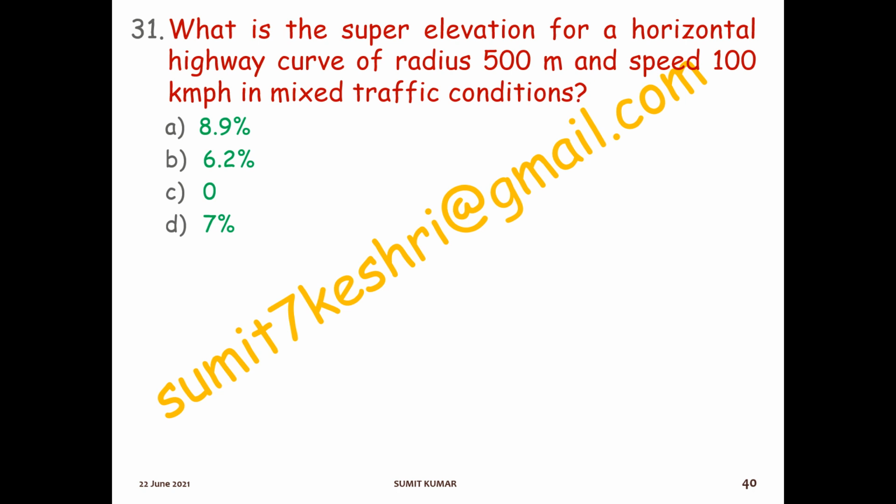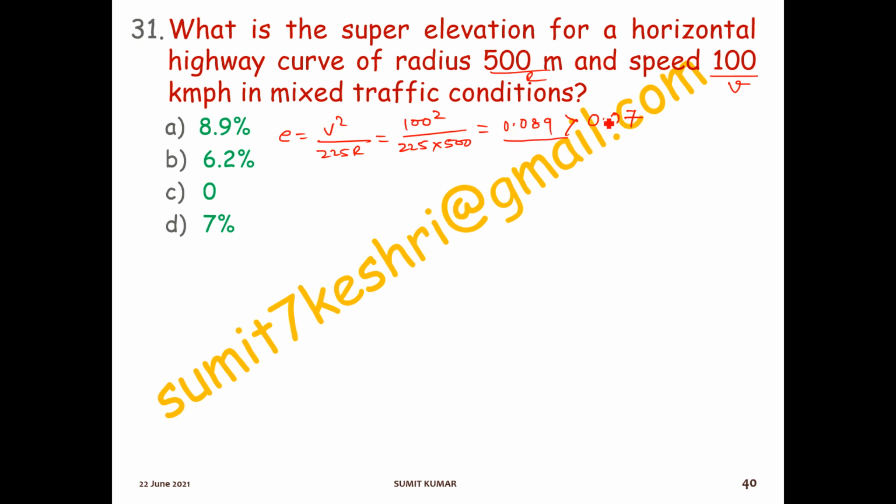Now read it. What is the super elevation for a horizontal highway curve of radius 500 meter and 100 km per hour speed? To design the super elevation, we know the very basic formula, that is e equal to V square by 225R. V is 100, so 100 square divided by 225 into radius. Radius is 500. Calculate this one and you will get 0.089, which is again greater than 0.07. See, the value 0.089 is greater than 0.07.